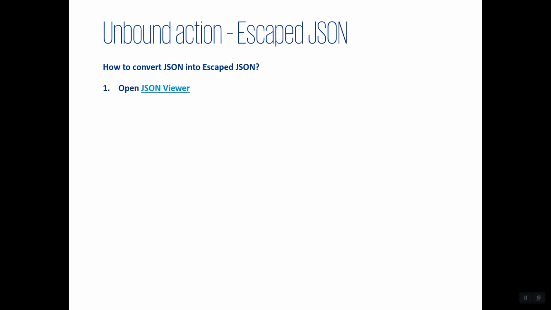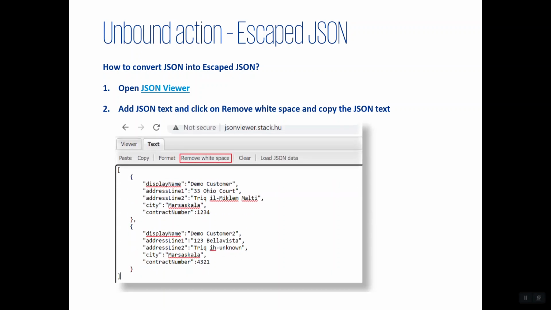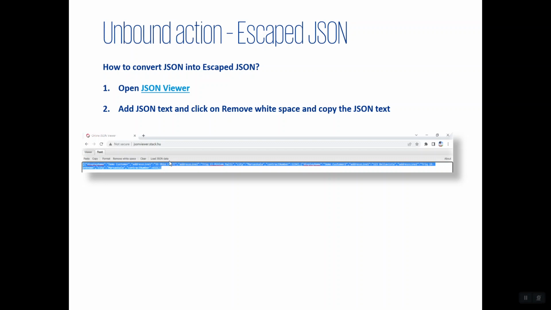What I'll follow is I'll open a JSON viewer, and I'll add the JSON text, which is normal JSON text, and click on remove white spaces, which is shown here. So this is my normal JSON file, and I'll copy this and click on remove white space. It will remove the white spaces, and the result looks like this.